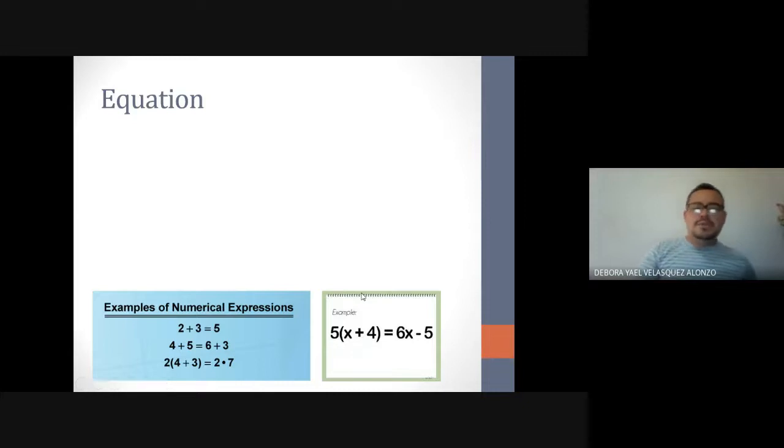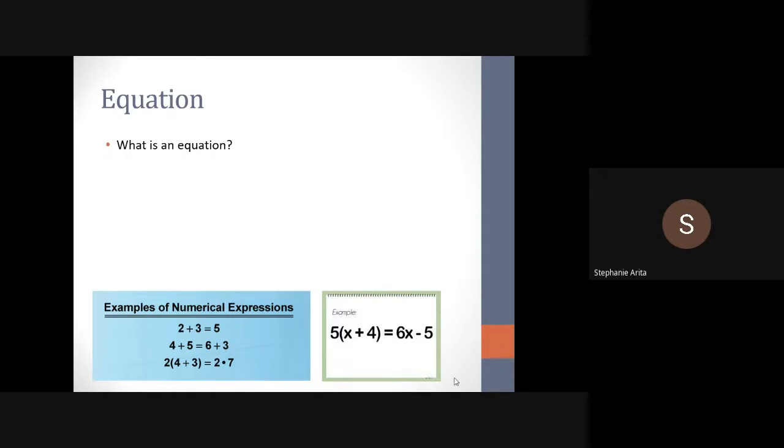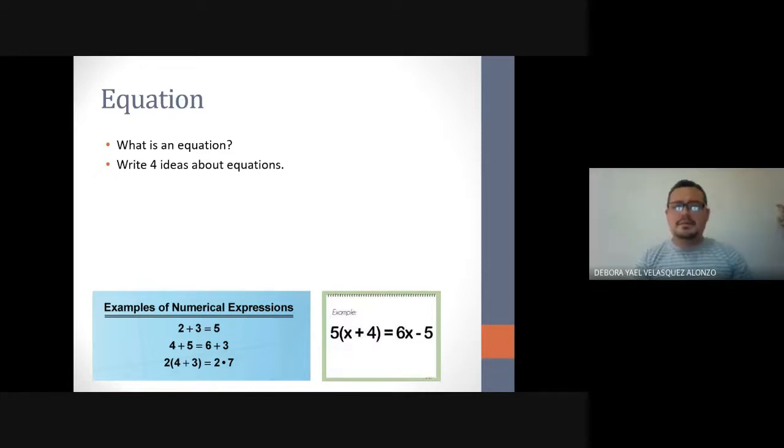So an equation, an equation. What is an equation? Ideas. What is an equation? Let's start there. I think an equation is when you need to find the value of, for example, in the example you have there, the value of x. Okay. It could be one way. Yes, yes. Okay. This probably will be one of those ideas.